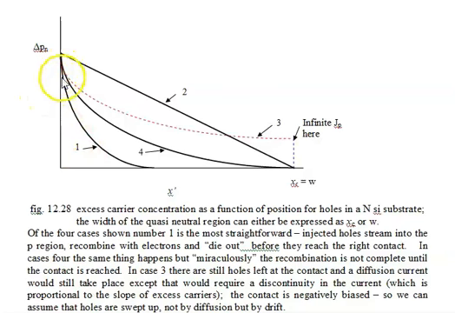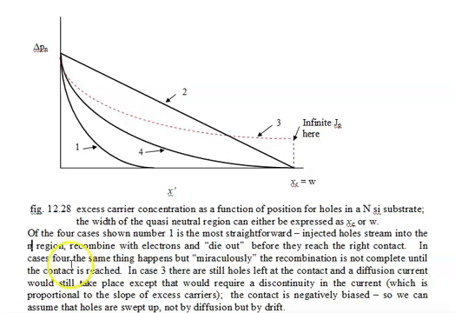This is the easiest one. This is the bad case, but it's easy to analyze. It's a simple exponential. And what happens is that the injected holes stream into the N region. This should be N. Let me correct that. N region. They recombine with electrons, and they essentially die out before they reach the right contact.